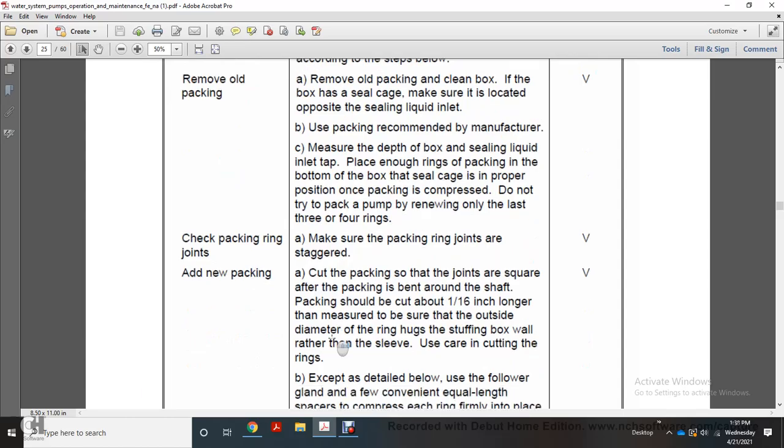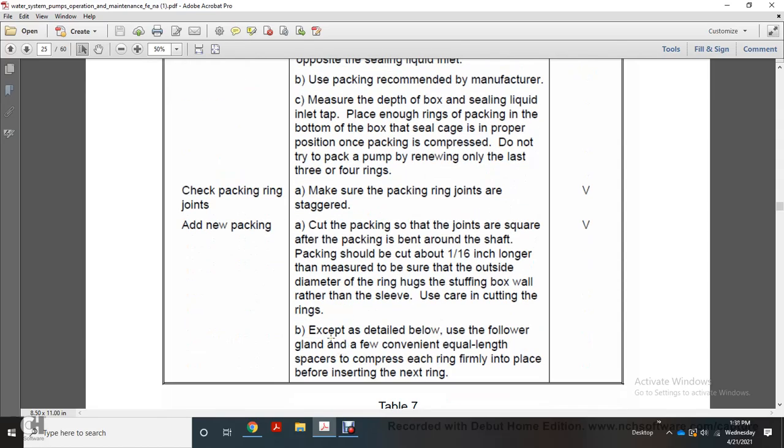Add new packing. Cut the packing so that the joints are square. After wrapping the packing around the shaft, it should be cut off 1/16 of an inch longer. Measure to be sure that the outside diameter of the ring hugs the stuffing box wall rather than the sleeves. Use care in cutting the rings.